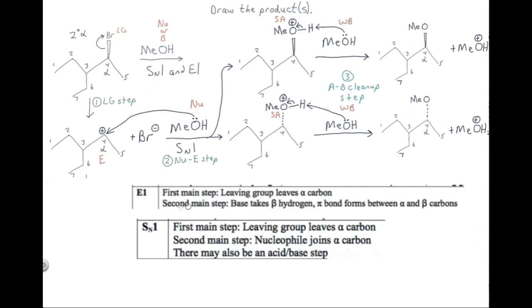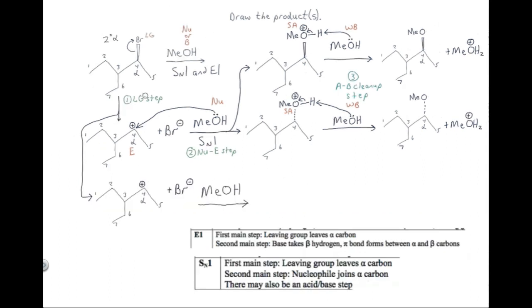Now it's important to realize that the first step of E1 is the same as the first step of SN1. In the first step of E1, the leaving group leaves the alpha carbon, and in the first step of SN1, the leaving group leaves the alpha carbon. So we don't need to rewrite this first step. We can reuse the same first step for our E1 mechanism, the same leaving group step that we used for the SN1 mechanism.